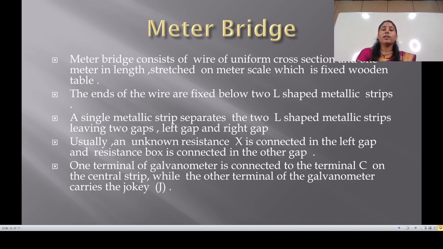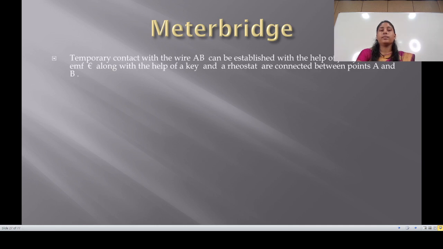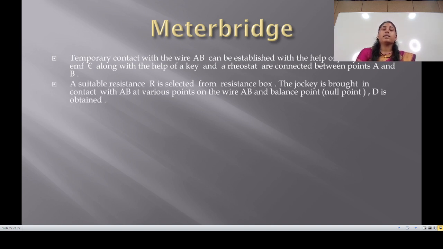One terminal of the galvanometer is connected to the terminal C on the central strip, while the other terminal of the galvanometer carries the jockey. A temporary contact with the wire AB can be established with the help of the jockey. A cell of EMF E, along with a key and a rheostat, is connected between points A and B. A suitable resistance R is selected from the resistance box.